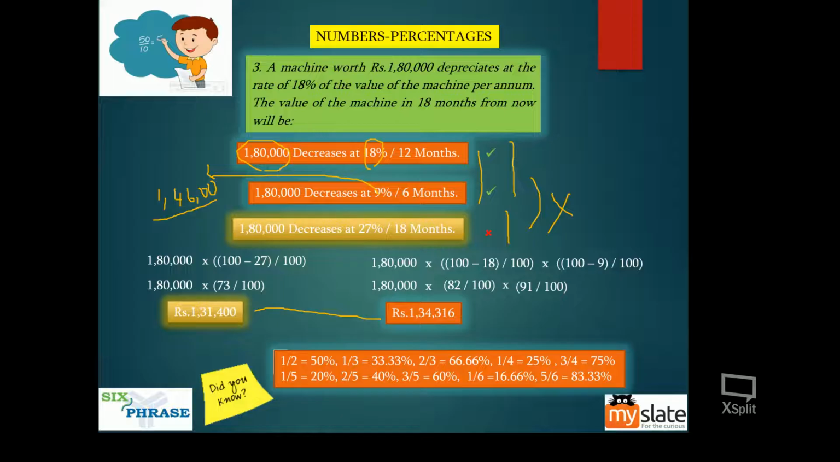But here what is happening is this whole 27 percentage you are applying to this 1,80,000 only. Now you see the difference why you are getting different answers, because all of the 27 percentage is applied to 1,80,000 only. So that is why you are getting more decrease. Here only 18 percentage is applied to 1,80,000. The remaining 9 percentage is applied to 1,46,000 or whatever answer you got, whatever is the value of the machine after 12 months. Now you see there the decrease is less. Here more decrease, here less decrease.